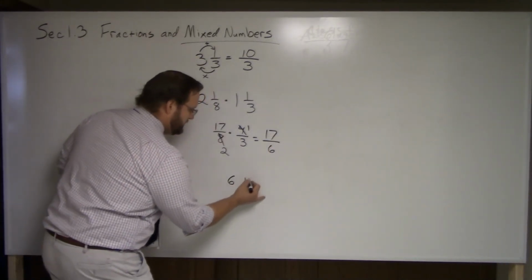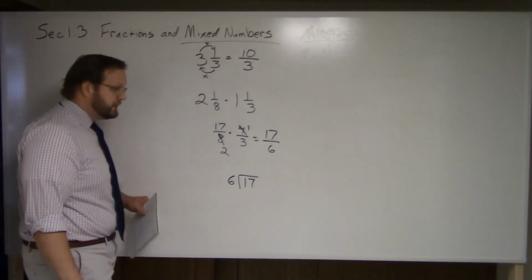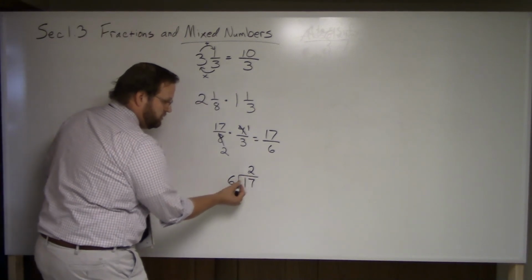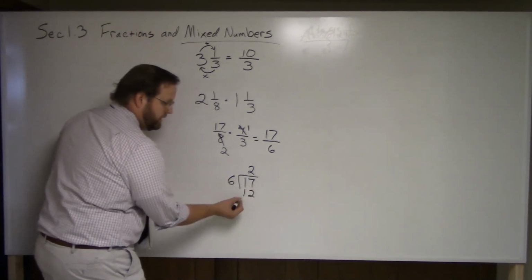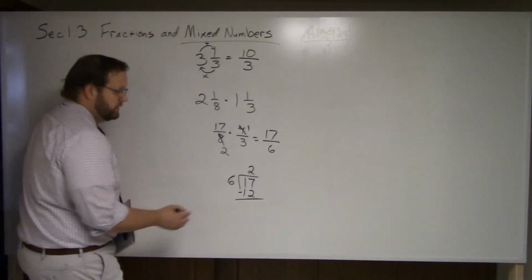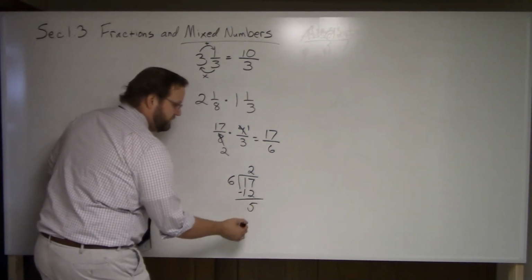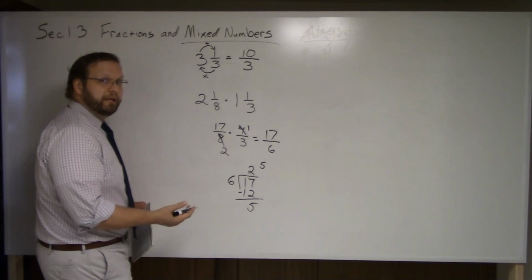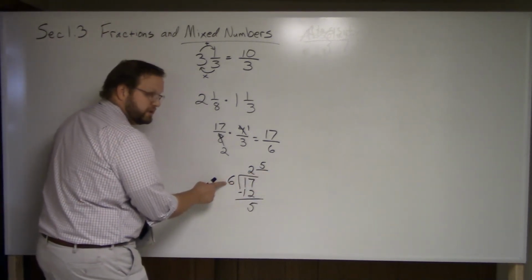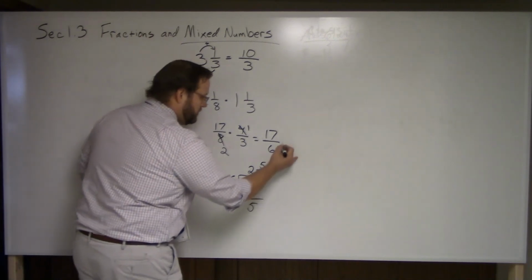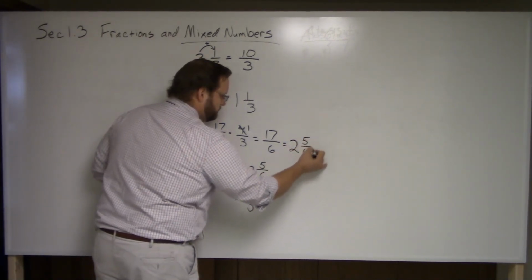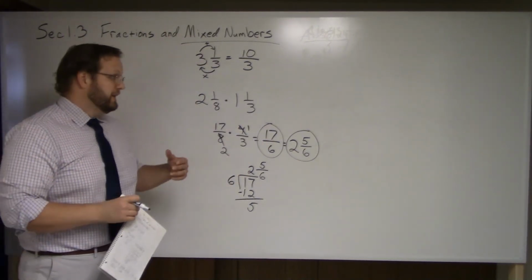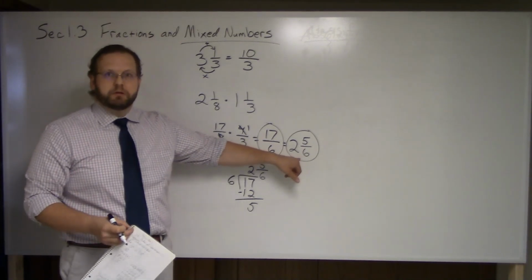6 going into 17. 6 goes into 17 twice. 6 times 2 is a 12. And then I subtract. 17 minus 12 is 5, and there's nothing else to carry down. So what I would do is I would take that 5, which we call our remainder, and I put it over the divisor, this number out in front. Those are the same answer, okay?